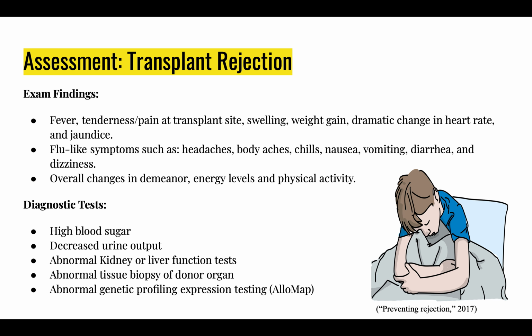Some examples would be high blood sugar, or abnormal general blood panels like a CBC, a CMP, or a BMP, a decrease in the urine output, abnormal kidney or liver function tests, abnormal tissue biopsy of the donor organ, also imaging studies like ultrasound, CAT scans, MRIs, and many others can also diagnose rejection. An abnormal genetic profiling expression testing is also available. It's called an AlloMap.